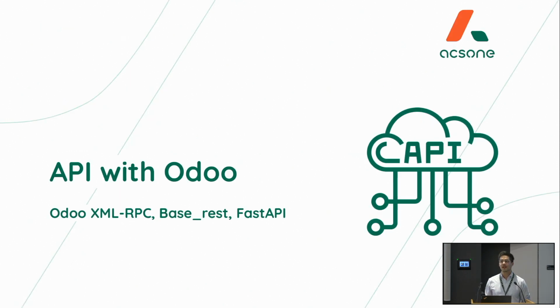So let's dive into my presentation. In the first section, I want to talk about the different alternatives in the field of creating APIs with Odoo. So I'll discuss a bit about Odoo XML RPC, base REST, and then FastAPI. And then in the second part of my presentation, I'll talk about FastAPI and more precisely about the new module FastAPI.